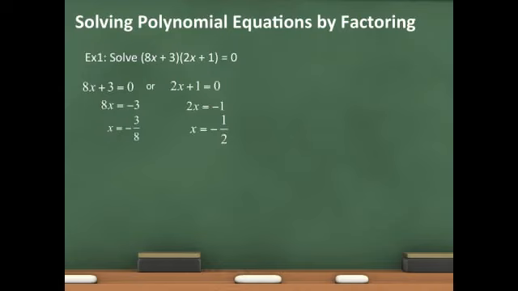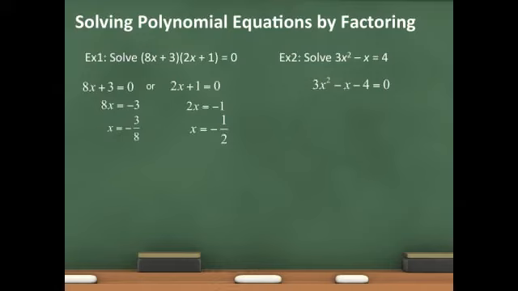In example 2, we are given 3x squared minus x equals 4. In this case, the equation is not in standard form because it is equal to 4 instead of 0. So we will need to rewrite this equation. To do so, we subtract 4 from each side of the equation. This will give us 3x squared minus x minus 4 equals 0. Now the equation is in standard form because we have 0 on one side of the equation.